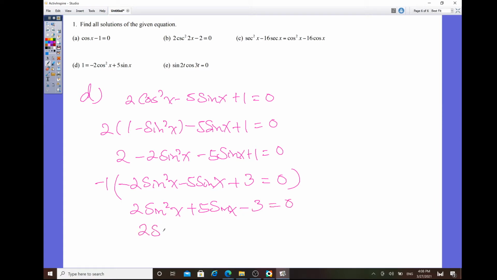So we got 2 sine x, sine x. So in order to get 5, let's say we have 3 here, and then -1 right here. Again, set equal to 0. So we got 2 sine x minus 1 equals 0. So that means sine of x equals 1/2.